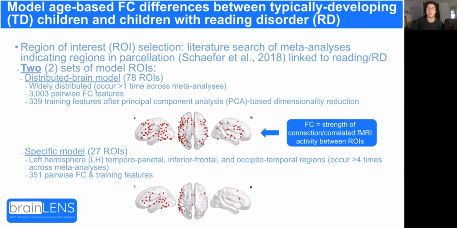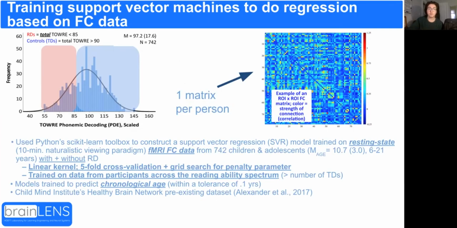It had only 27 ROIs. So the set of features that it generated was actually quite manageable, only 351. So there was no PCA conducted on this set. We then constructed two machine learning models for both feature sets, trained on FC data to predict chronological age. This is what's called support vector regression rather than classification, because we are training these models to predict a continuous feature, in this case age, rather than classes.